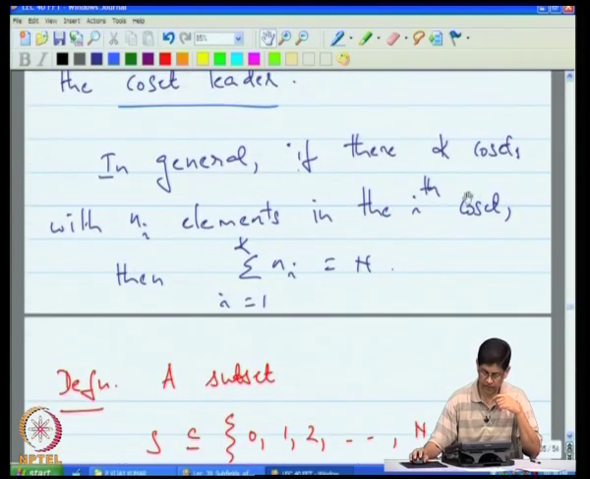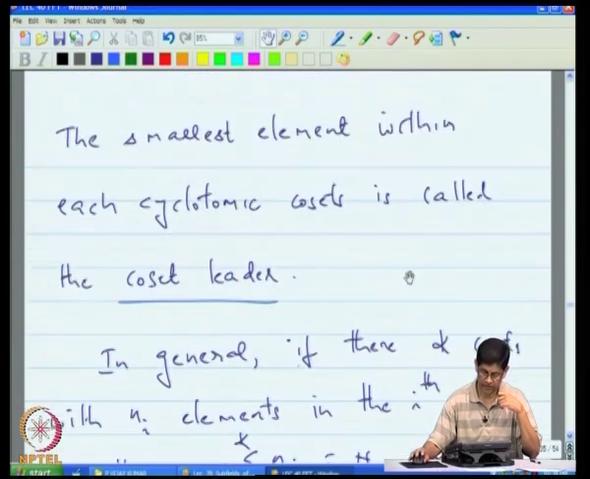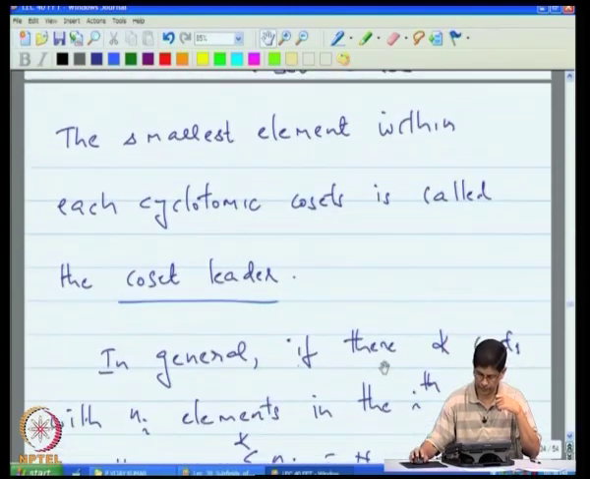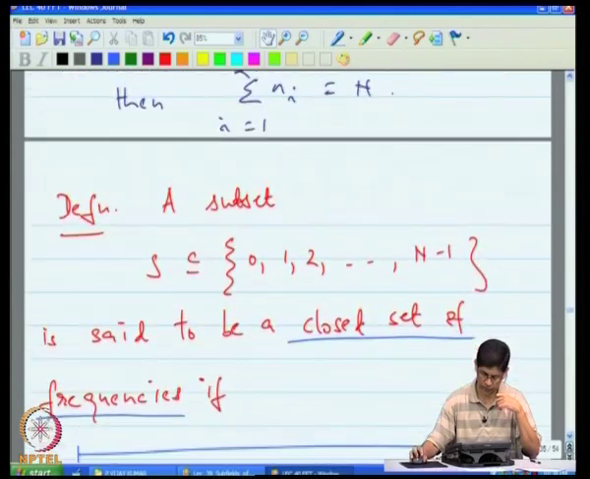Then there is the obvious statement that if there are kappa cosets with n_i elements in the ith coset, then the sum of the n_i will give you n. So, for example, here this coset has size n1 equals 1, n2 equals 4, n3 equals 4, n4 equals 2, n5 equals 4, and the sum of all of these is 15. Okay. That is just introducing some notation.